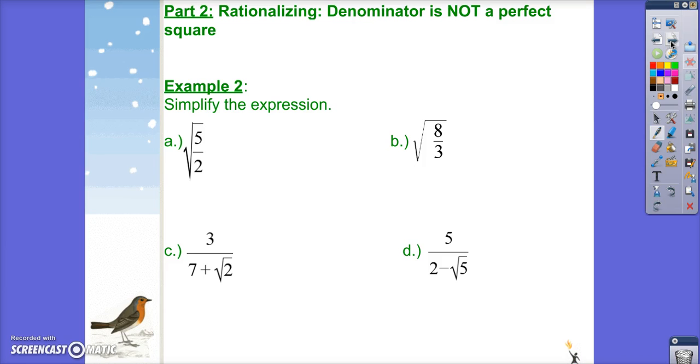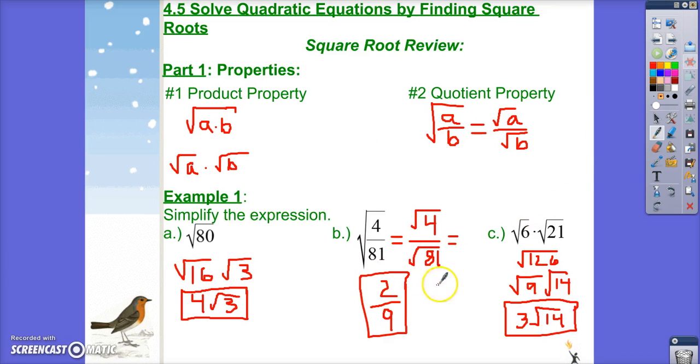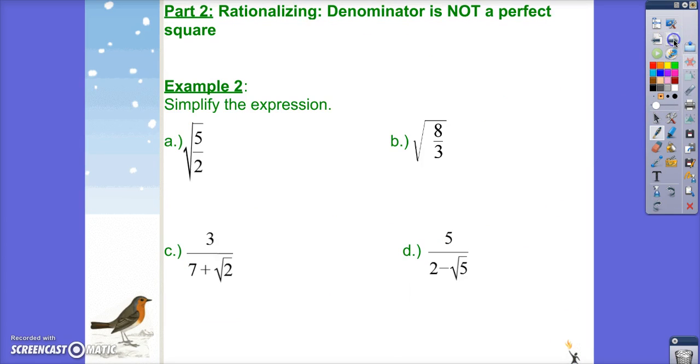All right, so 2, rationalizing. Denominator is not a perfect square. If we go back to 1 for a minute, what was my denominator in letter B? Square root of 81, which simplifies to 9. In this example, you're going to see none of them have a perfect square in the denominator. So how do we go about solving these? Let's use the quotient property to split them up into two roots. Whatever's in the denominator, I multiply by top and bottom.